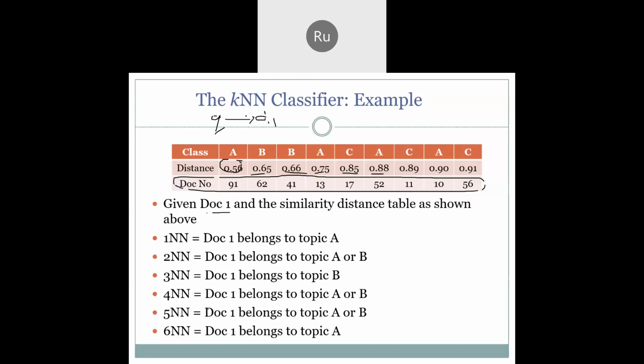If we say one nearest neighbor, that means we assign to A. If two nearest neighbors, we assign to either A or B, so we pick one. If three nearest neighbors, that means we are assigning B, because B is the majority vote here. So it depends also on the value of K, the number of nearest neighbors. It will tell you which label we should assign.